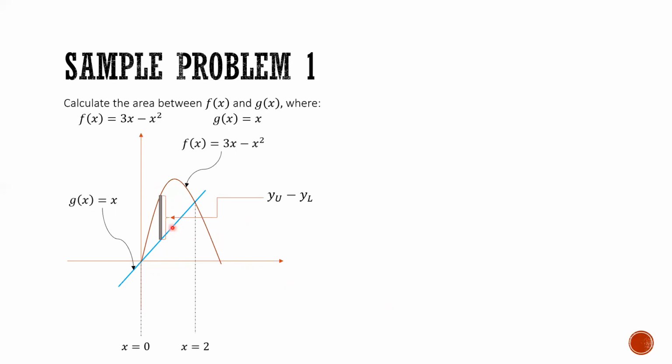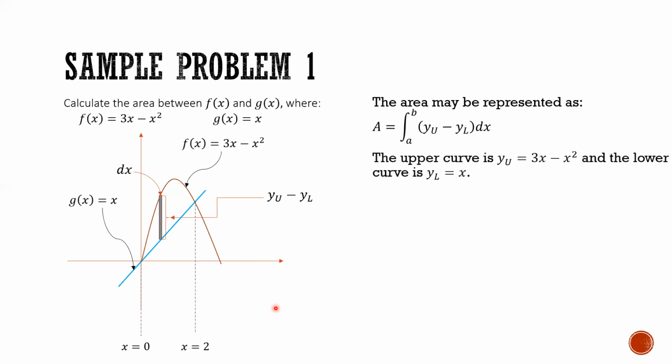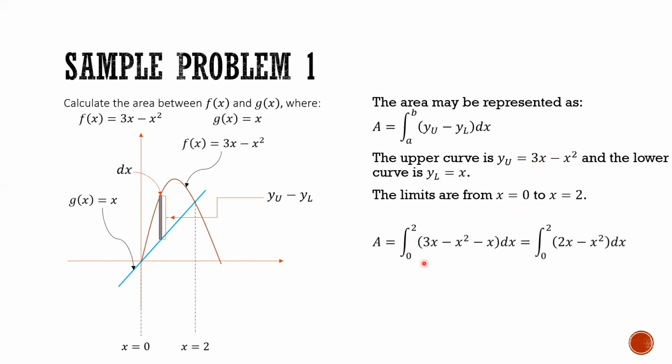Now define the dimension. We know that the height is y upper minus y lower, and the width is going to be dx. So the area may be represented as discussed previously. The upper curve is represented by the parabola and the lower curve is represented by the line. The limits will be from 0 to 2. So applying that in the equation, we can now integrate.